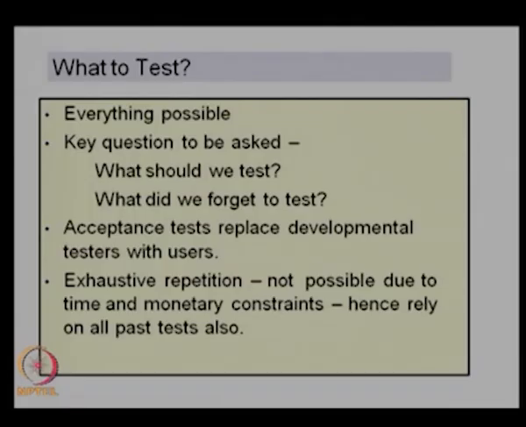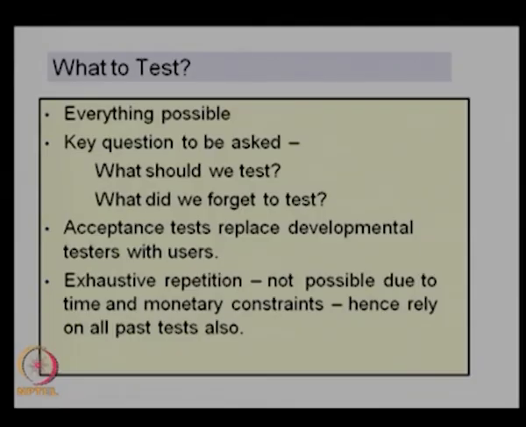So, that part needs to be taken care of, and it is not possible to have an exhaustive repetition of the test, mainly because there are a lot of tests to be conducted and there are many subsystem components and interfaces. So, it is not possible to have an exhaustive test of the system at the acceptance level. So, most of the time you will have to rely on the past tests also.